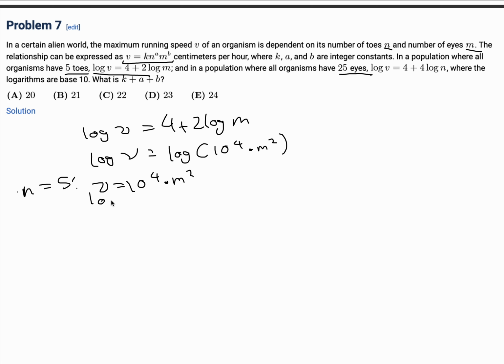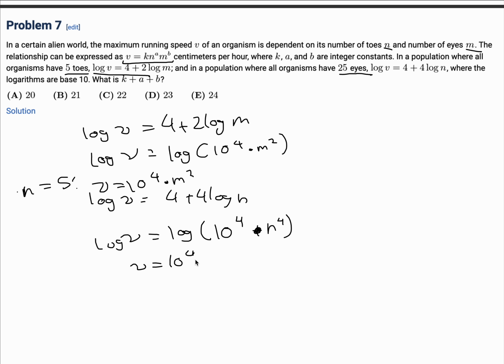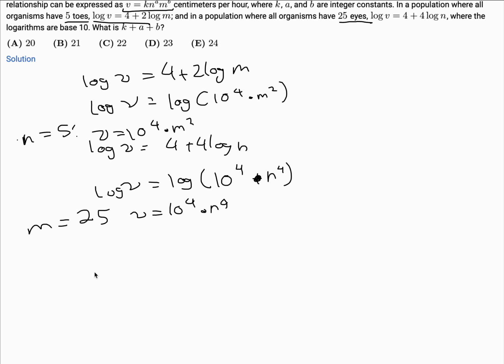Same thing with the second one. You get log v equals 4 plus 4 log n. We get log v equal to log of 10 to the 4th times n to the 4th. We get v equals 10 to the 4th times n to the 4th if m is equal to 25.